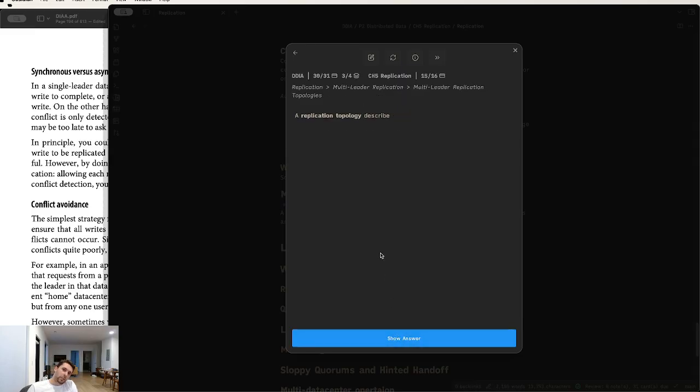Replication topology describes the map of replications, the communication paths along which writes are propagated from one node to another.